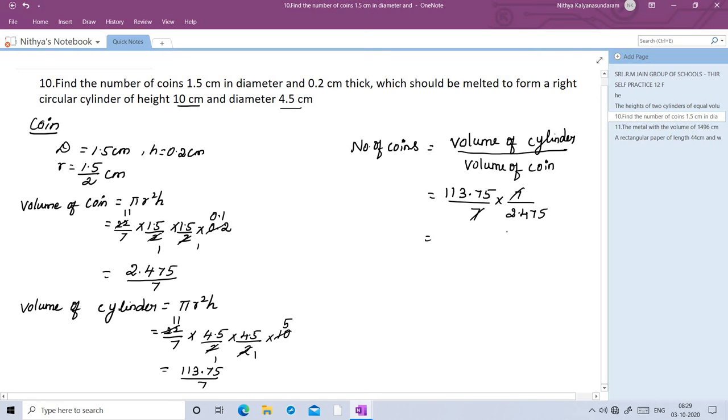So the denominator we have in decimal number. So we want to change into whole number, means multiply by 1000, because in the denominator we have 3 decimals. 2.475 into 1000. So 113.75 multiplied by 1000 means 2 decimals will go, here 3 zeros we have, 2 zeros will go, so 11375 and 0. And 2.475 into 1000 means 2475. So both the terms we can cancel in 5 table.